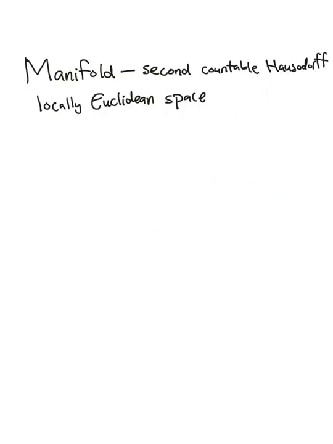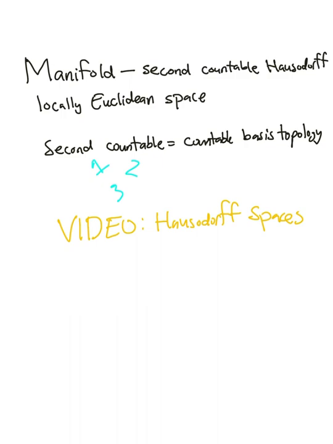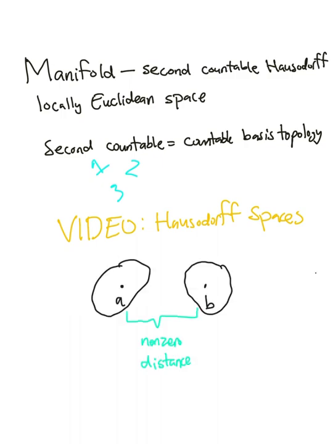A manifold is a locally Euclidean space that is second countable and Hausdorff. A second countable space is a topological space with a countable topological basis. We already made a video on Hausdorff spaces, but for a brief refresher, a Hausdorff space is a space where two points have non-zero distance from each other.